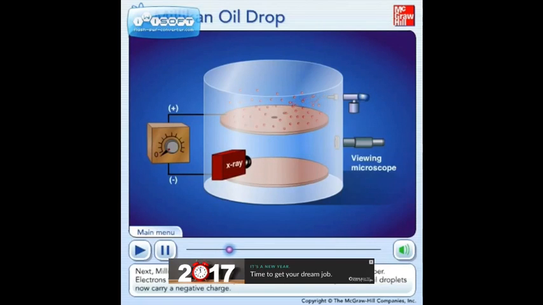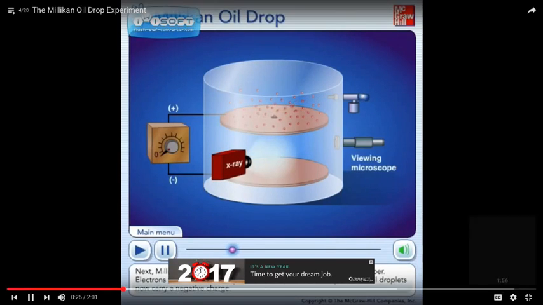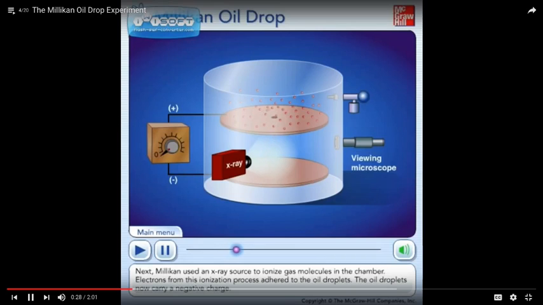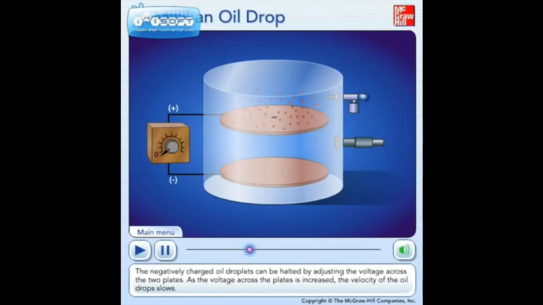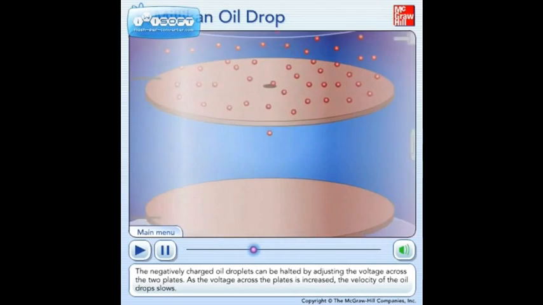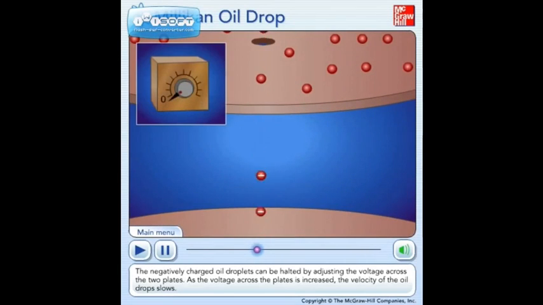Next, Millikan used an X-ray source to ionize gas molecules in the chamber. Electrons from this ionization process adhered to the oil droplets. The oil droplets now carry a negative charge. The negatively charged oil droplets can be halted by adjusting the voltage across the 2 plates. As the voltage across the plates is increased, the velocity of the oil drops slows. As the voltage is increased further, some drops will begin to move upward toward the positive plate. If the voltage is set just right, an oil drop can be suspended.